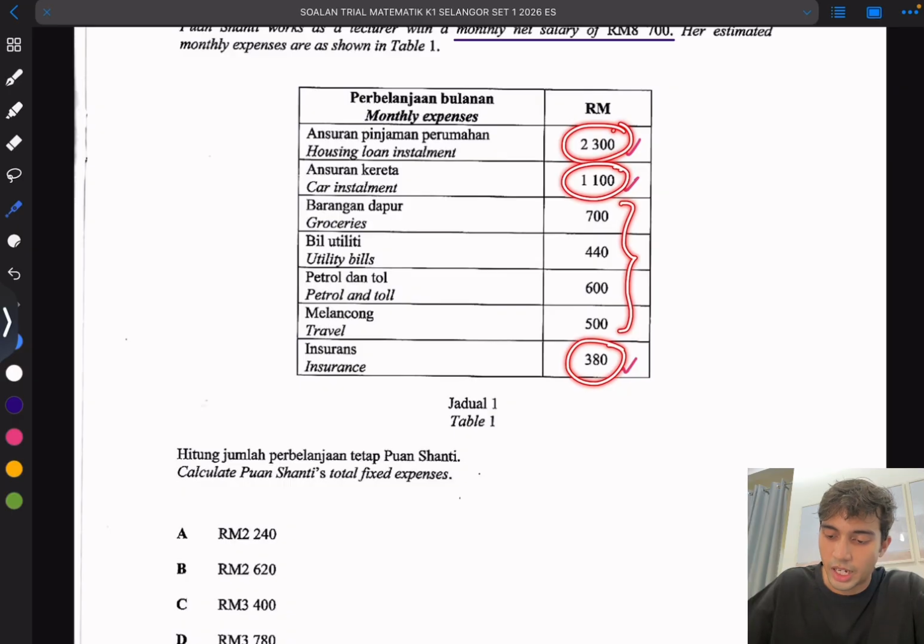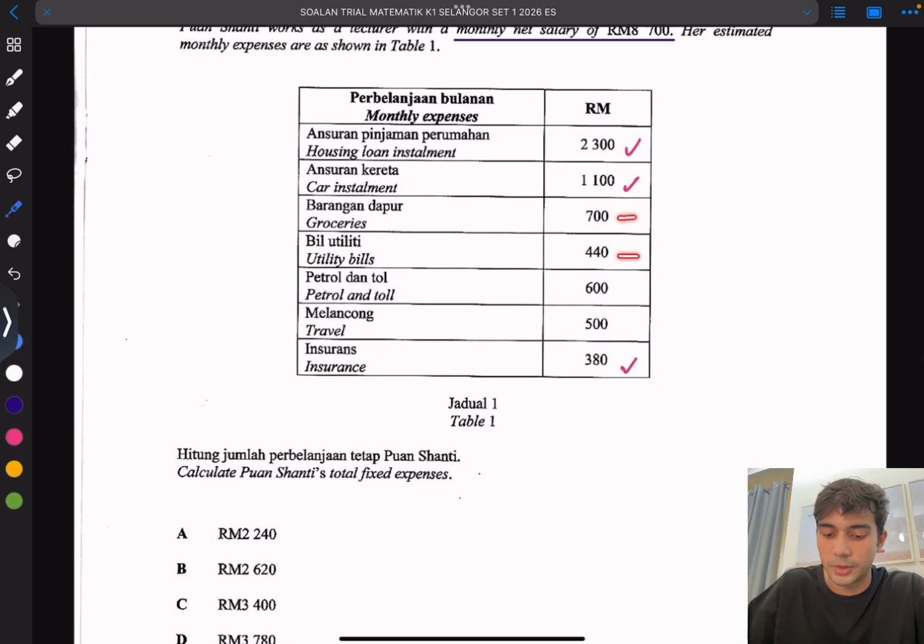So it's called a fixed expense. These four you can change. So let's say that month you don't have enough money, you can reduce the amount of groceries you buy. You can reduce your usage of electricity, water. You can take the public transport, so you can reduce petrol. Travel also you can reduce. Maybe instead of going to a far destination, you can go to a nearby destination, you save some cost. So these are all variable expenses.